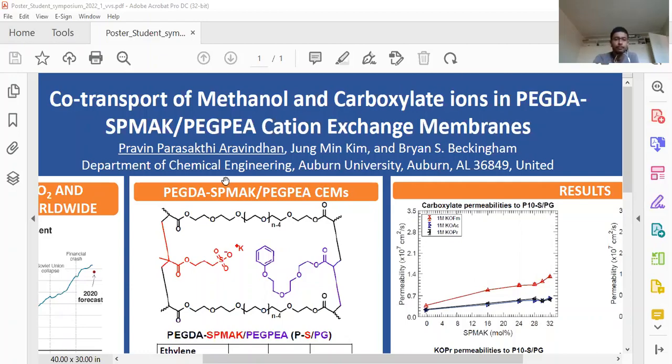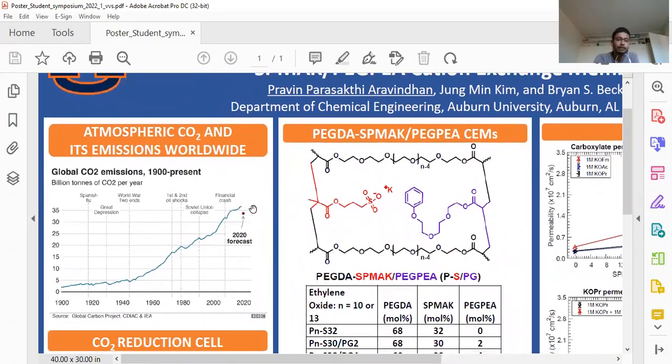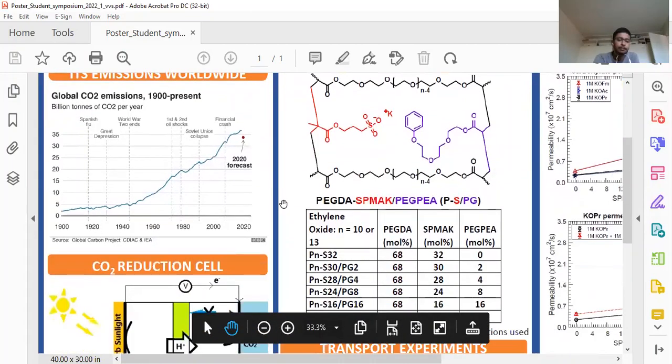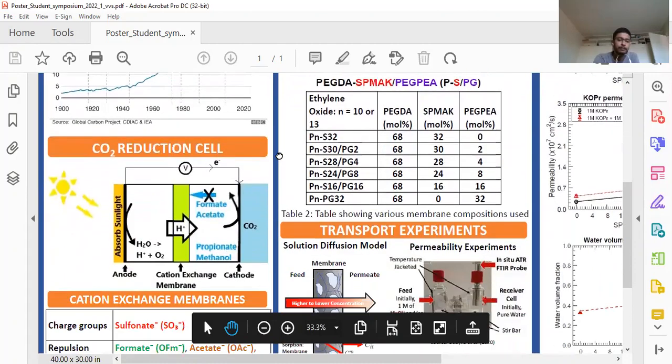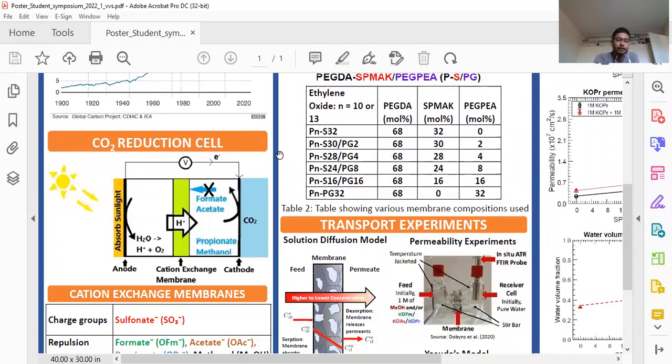As we all know, global carbon dioxide emissions are on the rise, and we need methods to reduce carbon dioxide and to prevent climate change. One such device which can be used to reduce carbon dioxide into various chemicals is called a CO2 reduction cell, which can reduce CO2 into various products such as formate, acetate, propionate, methanol, etc.